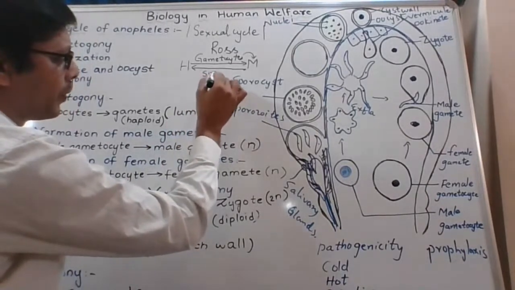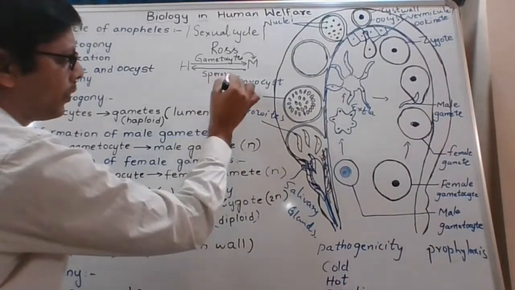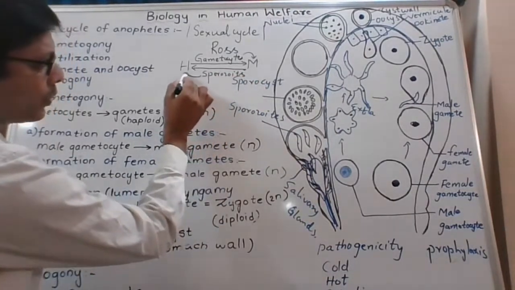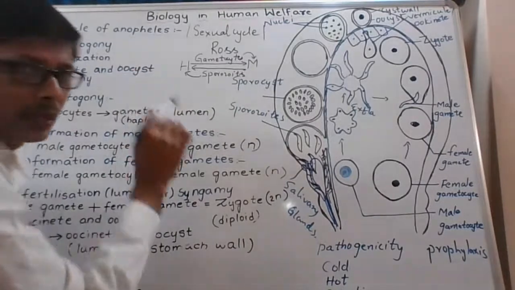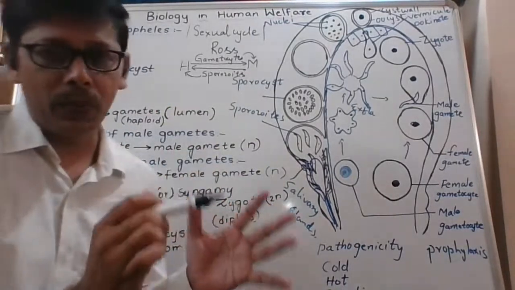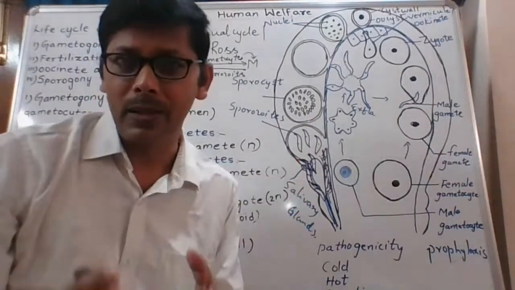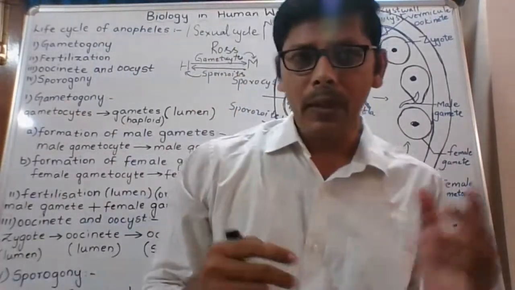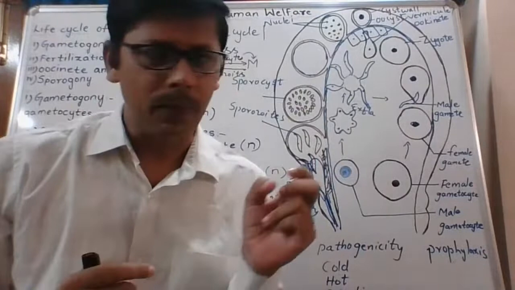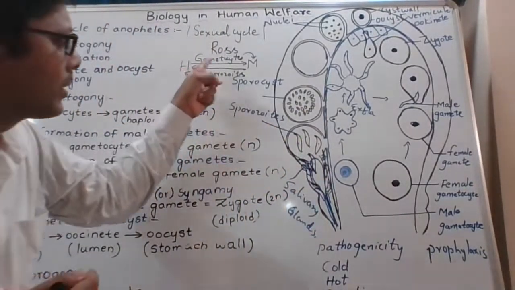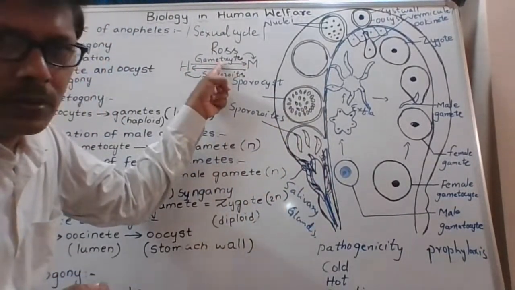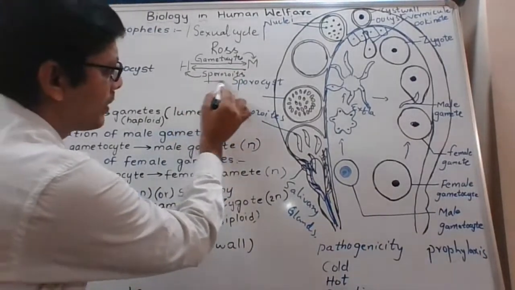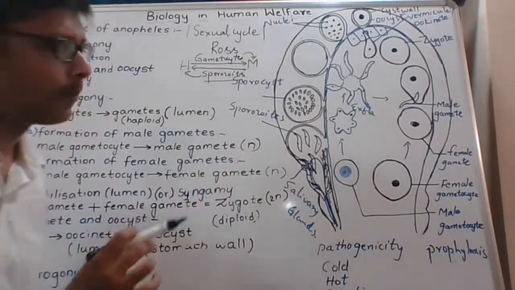sporozoites enter into our body. That means the infective stage to the human being is the sporozoite. This bit was asked in the NTA mock test papers. It is very important. Note down: the infective stage to the mosquito is the gametocyte. The infective stage to human beings is the sporozoite. Right.